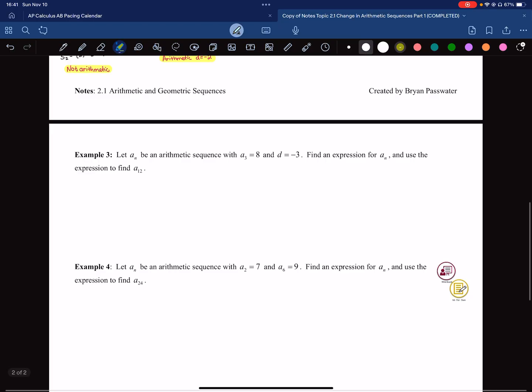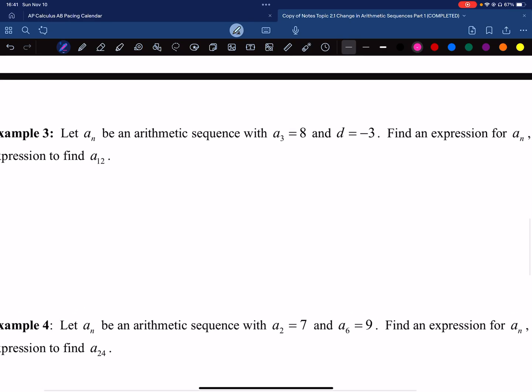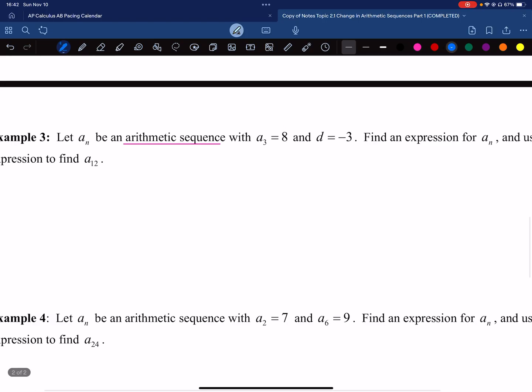Okay, now looking at the next example on the next page. Example 3, let a sub n be an arithmetic sequence with a sub 3 equaling 8 and d equaling negative 3. Find an expression for a sub n and use the expression to find a sub 12. So we want to know what the most important information is. So the most important information is that this is an arithmetic sequence. Okay, and we know that the third term is 8, and we know that the common difference is negative 3.